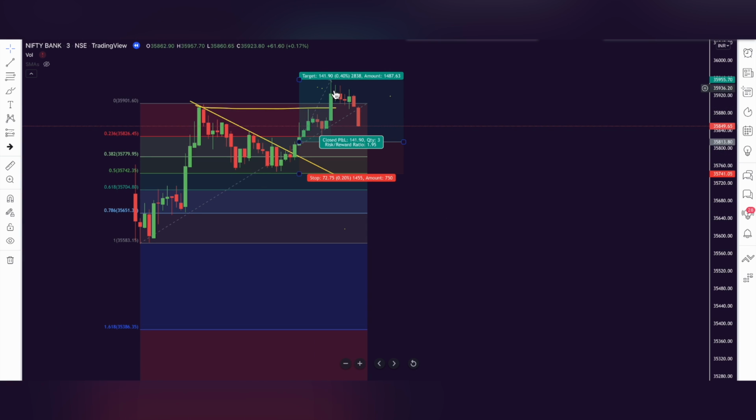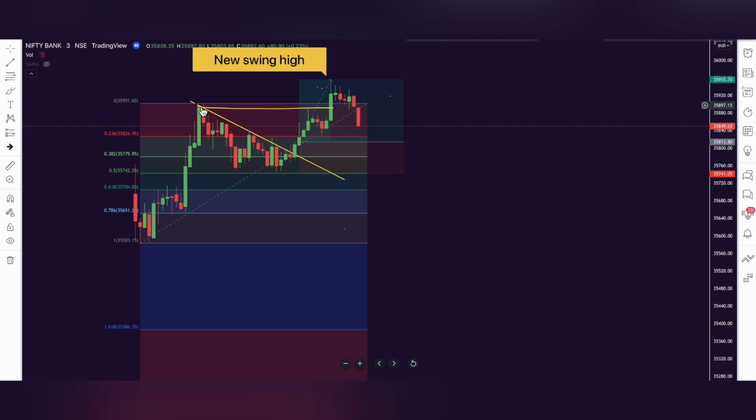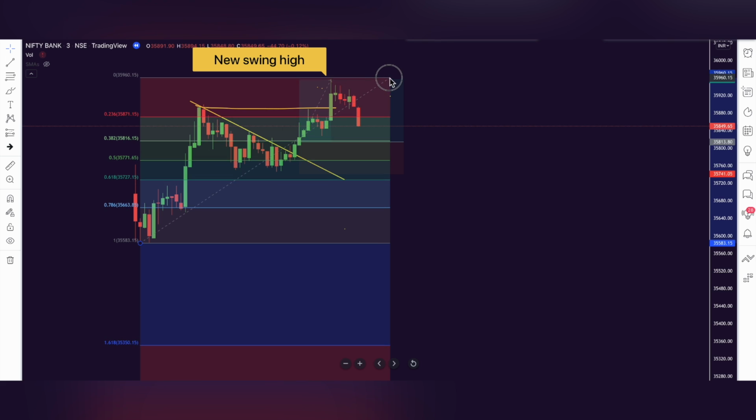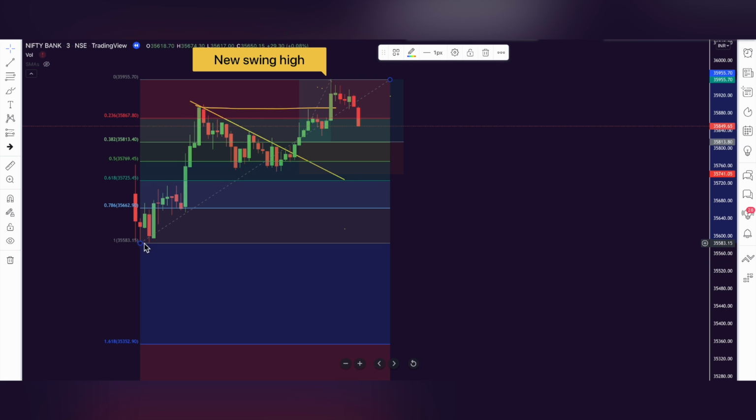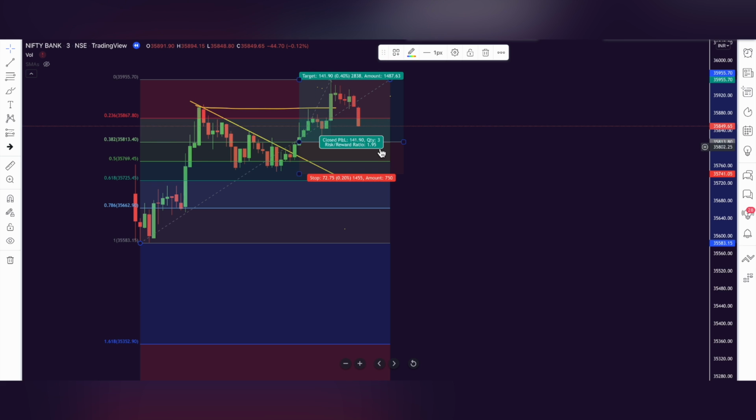Now traders, at this level we can see the market is rejecting, right? Now this swing high is no more a swing high. So we will bring the swing high level to here. So this is the swing low, this is the swing high. Here we have the Fibonacci levels. Let's see what happens next.